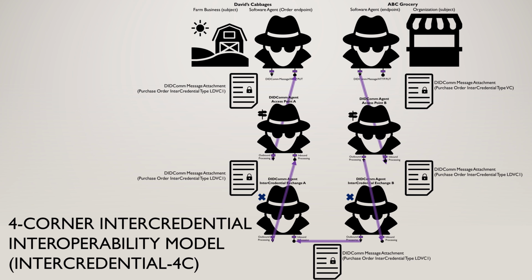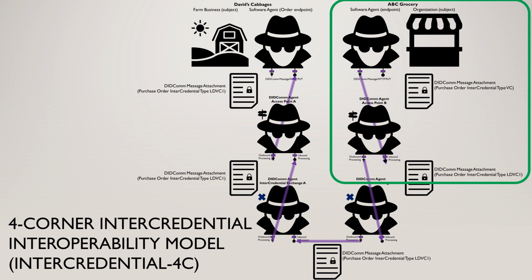So coming down the right-hand side, we have ABC Grocery creating, let's say, a purchase order using the Verifiable Credential type VC. ABC Grocery is going to send that to access point B using its native Verifiable Credential type VC. That access point is going to transform that type VC credential into an LD VC1 credential, because that's the agreed upon exchange format.